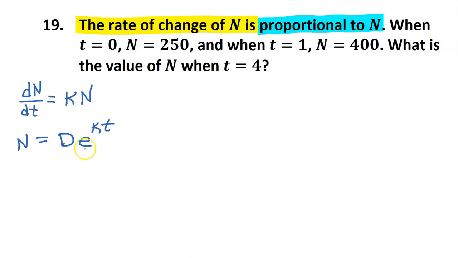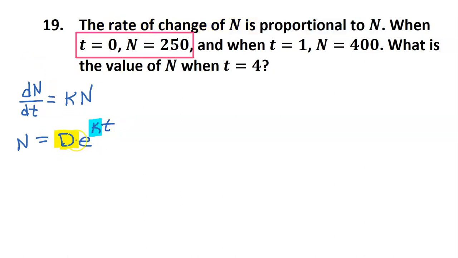So, of course, that is not the end of the problem. We need to figure out what the value of d is and what the value of k is. We need to find these two constants. We will find the values of these constants using the initial conditions that we are given. For example, when t equals 0, n equals 250. Let's plug those two values into the equation to set up one equation.